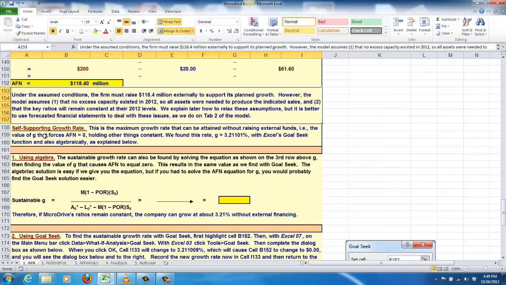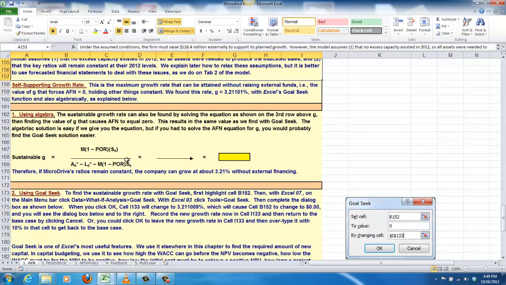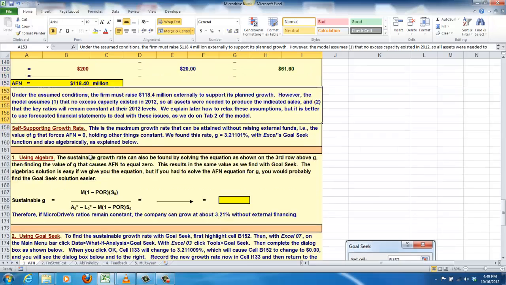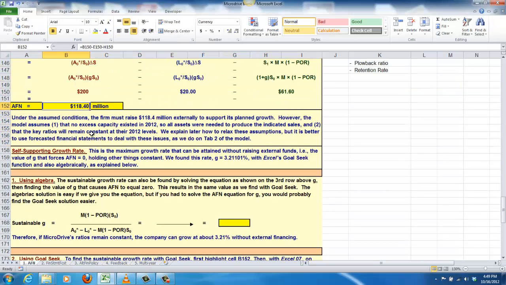Down below, it talks a little bit about a self-supporting growth rate. The self-supporting growth rate is the maximum growth rate that can be attained without raising additional funds. And so this is the growth rate that forces additional funds needed equal to 0. And I'll demonstrate how to do this using the information provided down here. To find the sustainable growth rate with goal seek, first highlight cell B152. So what we're going to do is set this equal to 0.